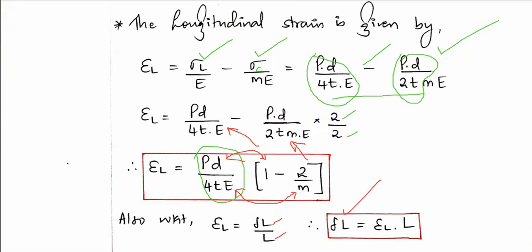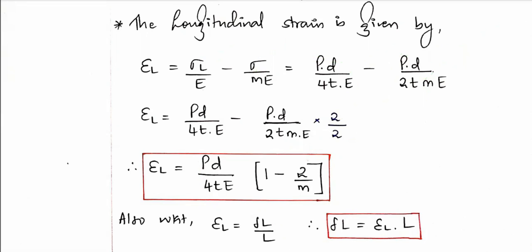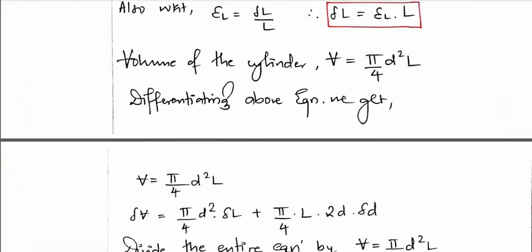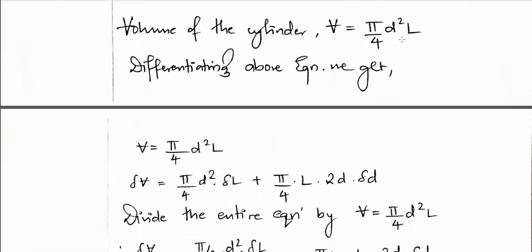So these two are once again important expressions for us. Once you are done with circumferential strain and longitudinal strain, now we'll be correlating things with volumetric strain. Proceeding further, volume of the cylinder is given by pi by 4 d square L. So differentiating this above equation we get.